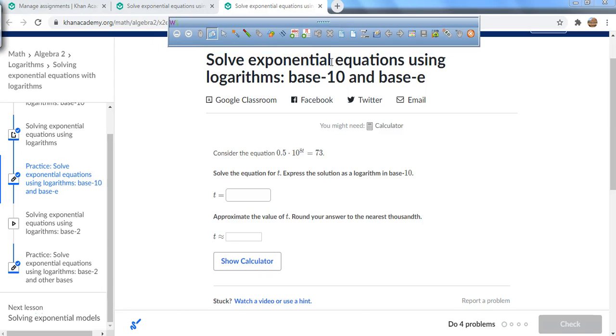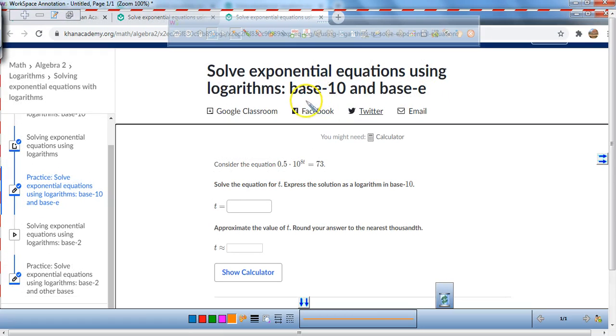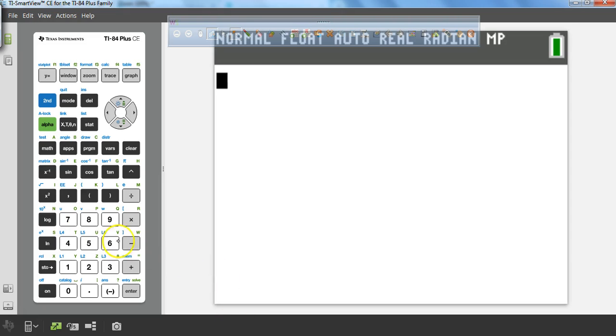All right, everybody. Today we're going to be talking about how to solve exponential equations using logarithms, base 10 and base e. Something I want you guys to understand is that when you're dealing with base 10, that is referring to what's called the common log. And when you're dealing with base e, you're dealing with a natural log. If you're wondering where those are on the graphing calculator, the common log is right here and the natural log is right here. So this is base 10, this is base e.